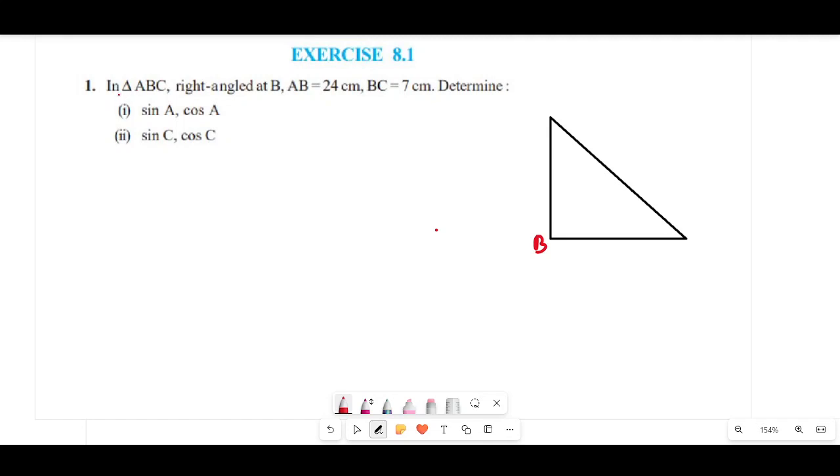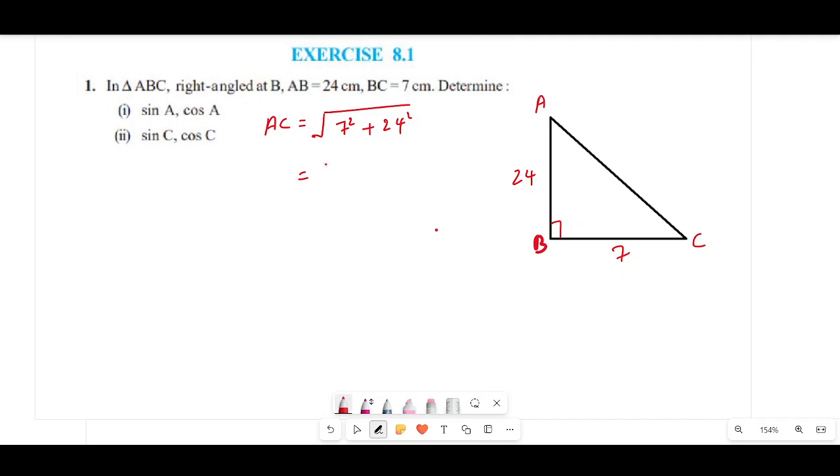In triangle ABC, right angle at B, okay, this is a right angle and AB is 24, so one vertex is A and the other vertex will be C. Now AB is 24 centimeter, then BC is 7 centimeter is given. Now we should find the value of AC, because to determine sin A, cos A, sin C, cos C, there will be hypotenuse, so hypotenuse AC will be the square root of 7 square plus 24 square.